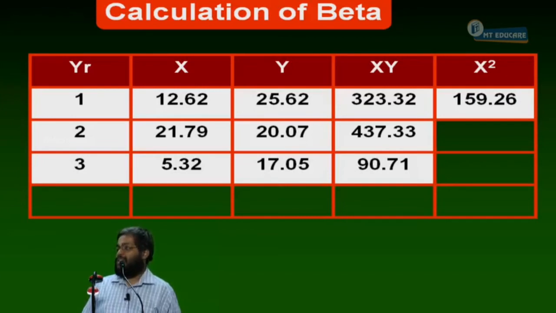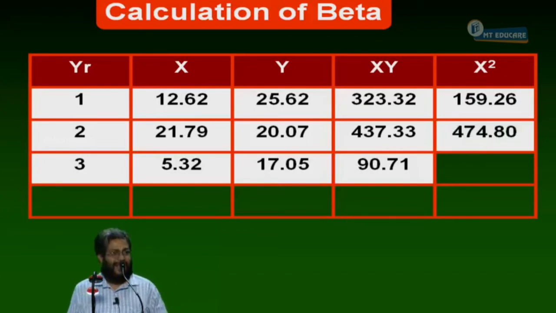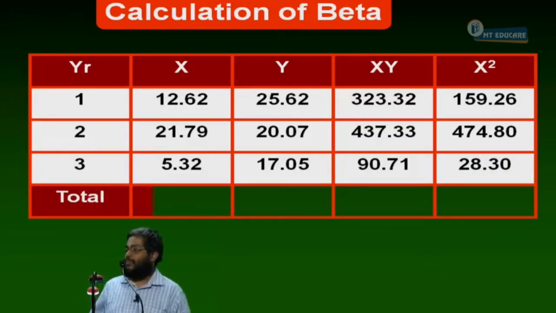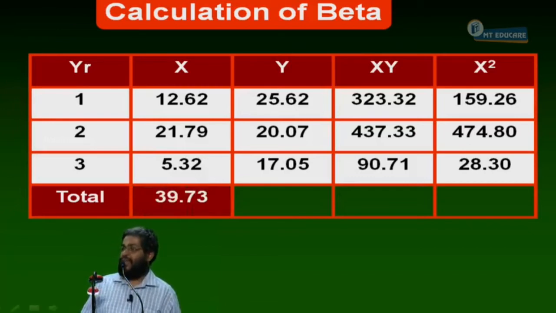Next, 21.79 squared. Tell me what is the number? 474.80. 5.32 squared. What is the number? 28.30. Total of every number. What is the total of x? 39.73. What is 39.73? Sigma x. The total of y is 62.74, called sigma y.